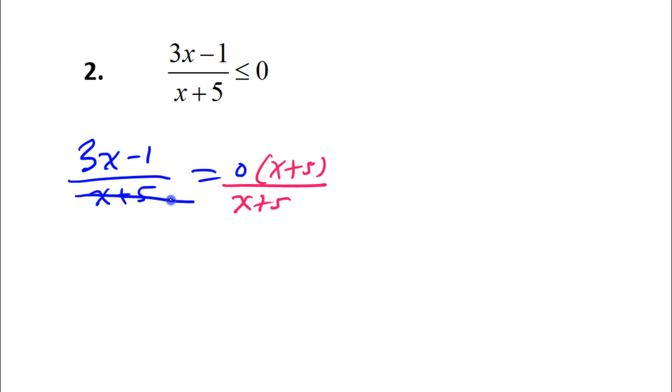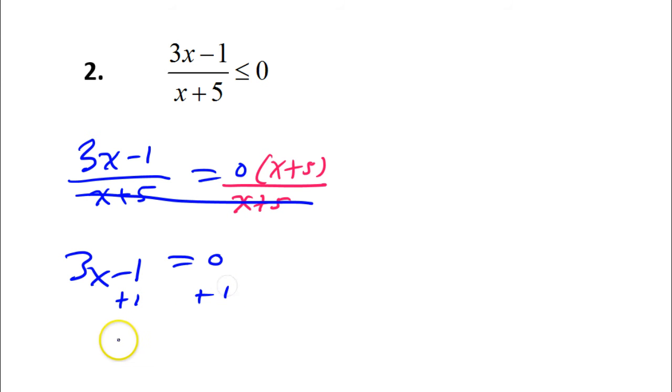That's right. So when we rewrite this, I'm just going to have 3x minus 1 equals 0. Okay? So I'm going to solve this, and that's going to go on my number line. All right? Christian, pick up from there. What are the next two steps I'm going to do?